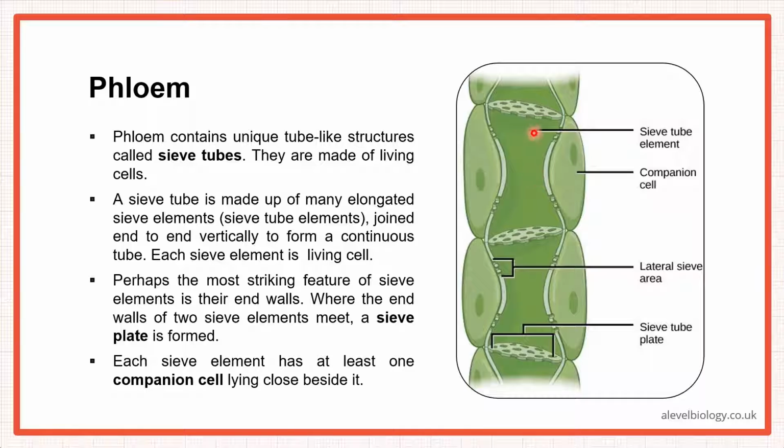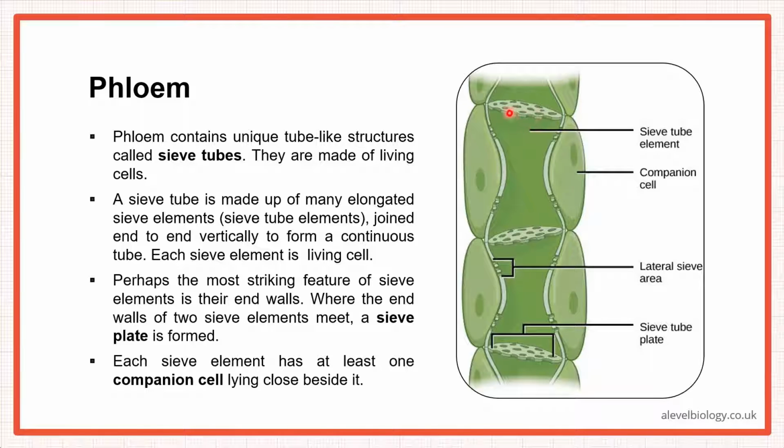Now, each sieve tube element that you're looking at is not a dead cell, unlike xylem. When we were talking about xylem, you saw that there was no end plate. There was nothing here that was stopping the flow of water and minerals, right? So we had this continuous mass flow. But in the sieve tube, what is happening? We have these sieve plates, okay, and these have pores in them, right? So this is the difference between xylem and phloem, right?